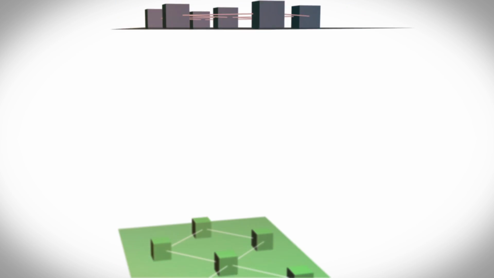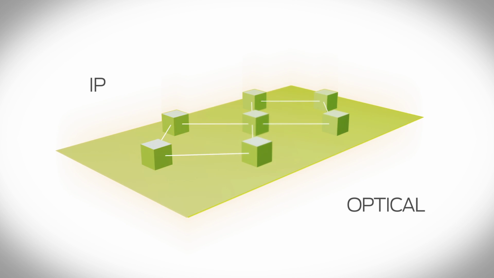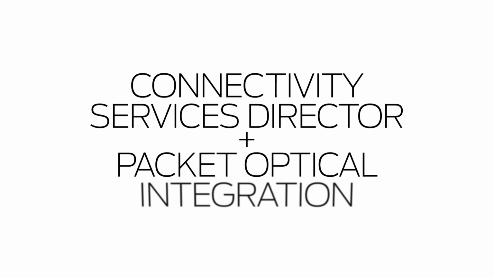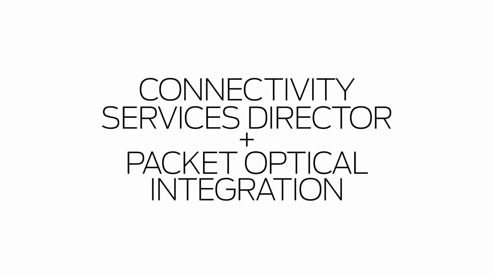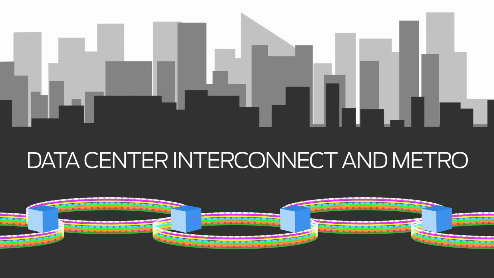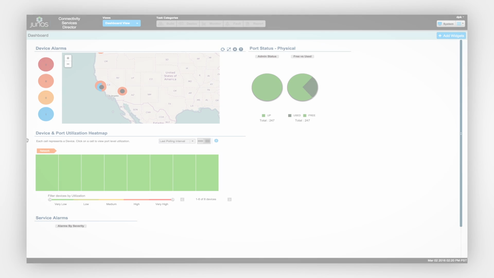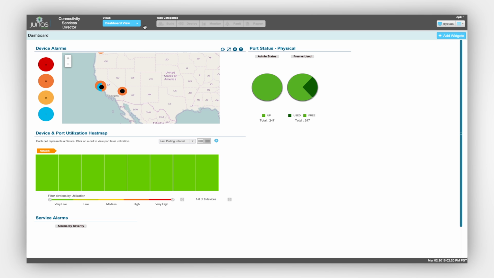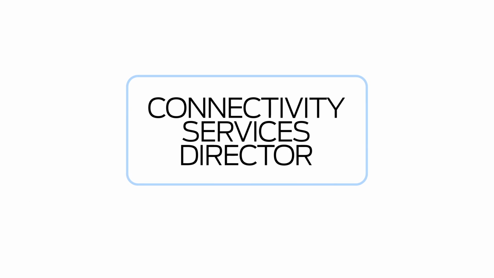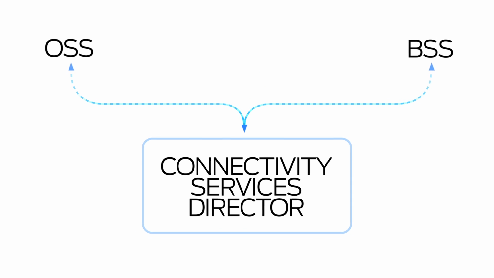Finally, there's an elegant way to design and manage IP and optical layers in your network with a unified management system. Introducing Juniper Connectivity Services Director, now with packet optical integration, for open provisioning and visibility across metro and data center interconnect environments. Through an elegant user interface and intuitive controls, this open and extensible platform tightly integrates with existing OSS/BSS systems through RESTful APIs.